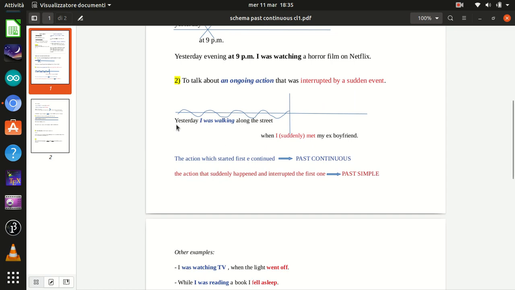So the action which started first, not because I wrote it first, but because it started first. Quindi al past continuous va l'azione non che ho menzionato per prima, ma quella che è iniziata per prima.